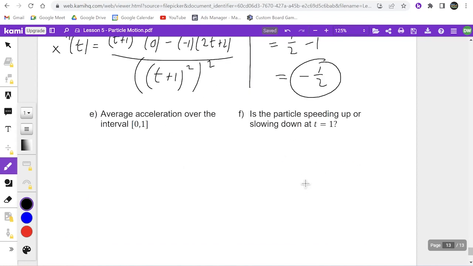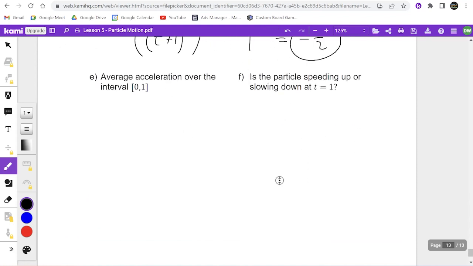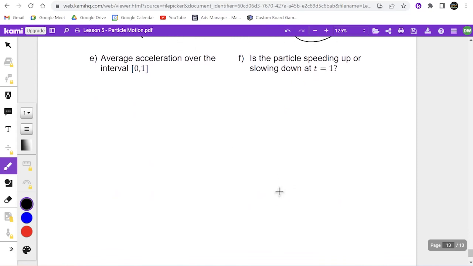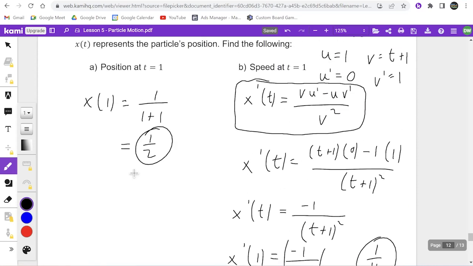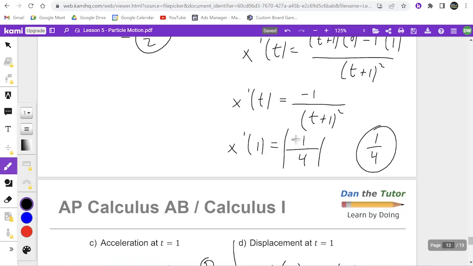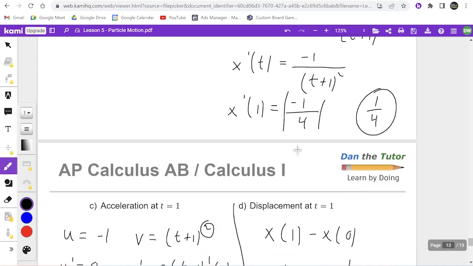Now for part E, we're going to find the average acceleration over the interval -1 to +1. Remember, average acceleration is going to be x prime of 1 minus x prime of 0. It's the first derivative, not the second derivative, even though it has acceleration in the name, divided by 1 minus 0. So again, the good news here is we already found x prime of 1. We did that back in part B. We got -1/4. Remember, absolute value is speed, but I don't want speed. I want the negative, okay?